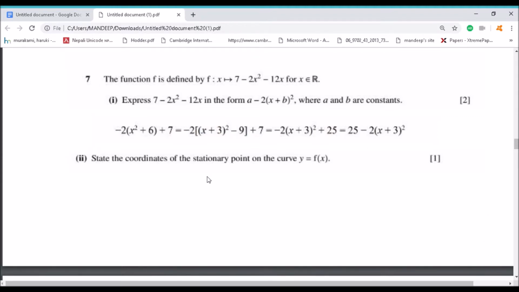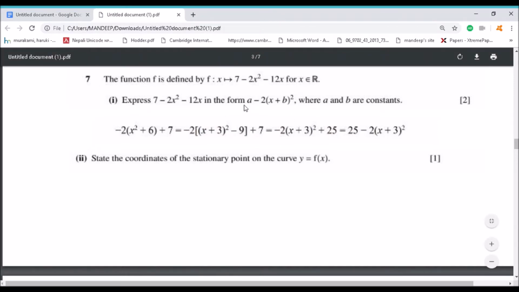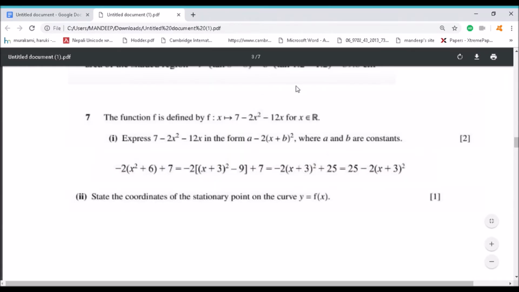Find the coordinates of the stationary point on the curve y equals f(x). So we have to find the stationary point where the derivative is going to be 0. So we differentiate this, and we get minus 4x minus 12 equals 0.